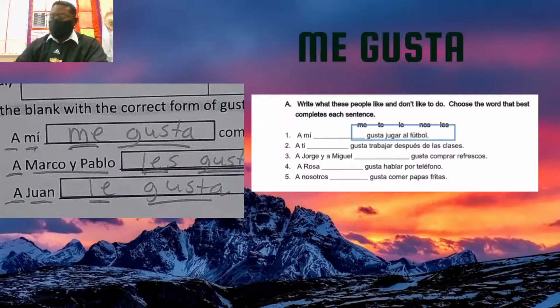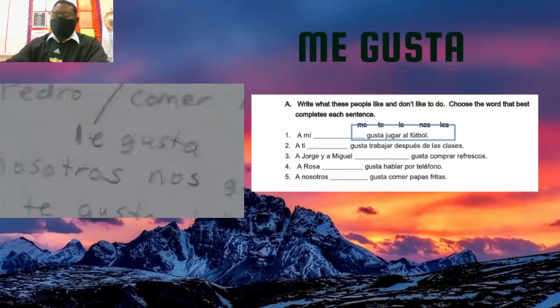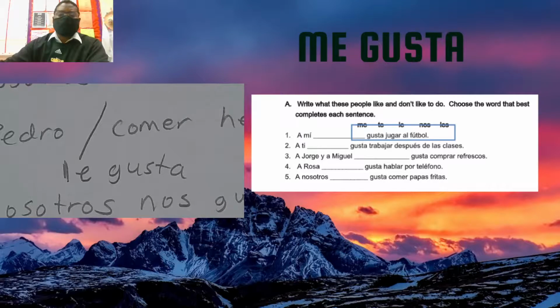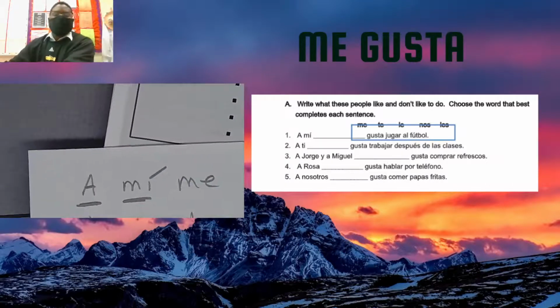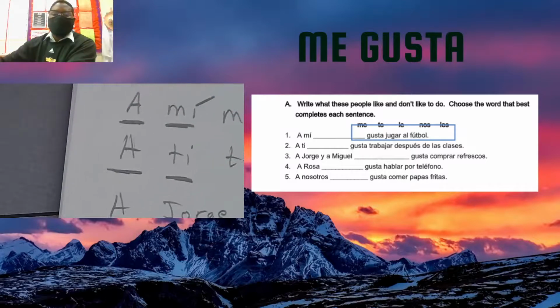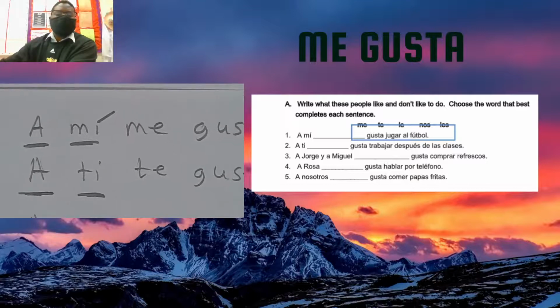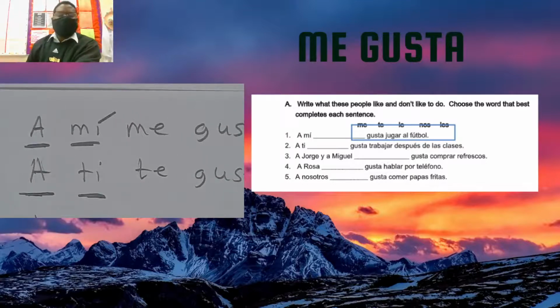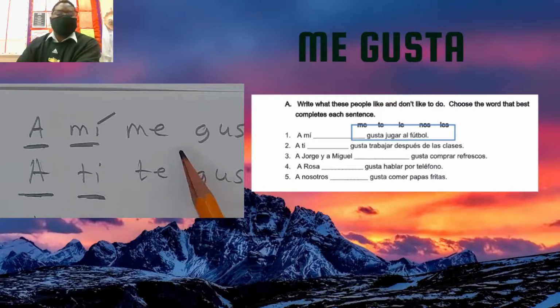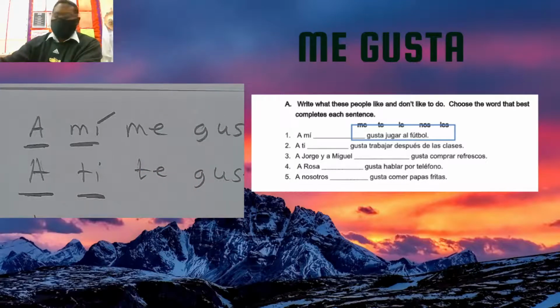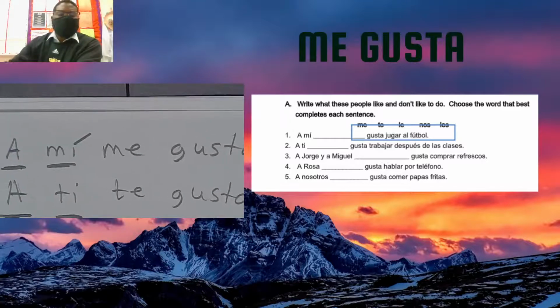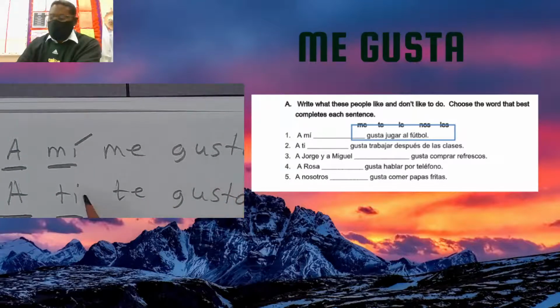Next, we also have something I want you to take a look at. If you have to write what these people like and don't like to do, and then choose the word that best completes each sentence. So here we have a mí. Again, a mí me gusta. Why? Because the me gusta reflects the me. It is first person and it is singular. So a mí me gusta jugar al fútbol.